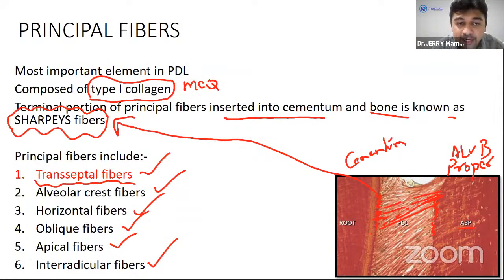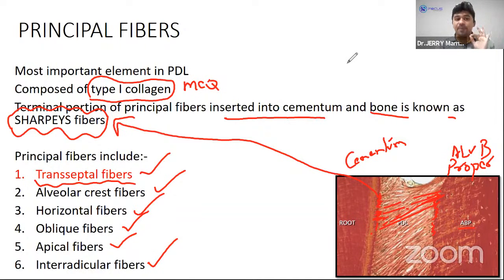But it has been currently classified under principal fiber. So transeptal fiber is the only principal fiber which does not have attachment into the bone. Please note this. That is the only fiber that does not have attachment onto the bone. It runs from one tooth to the other. Okay, very, very important point. A question that can be asked. So please note that. I hope this is clear.